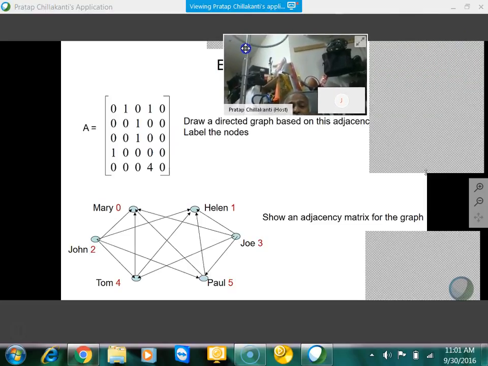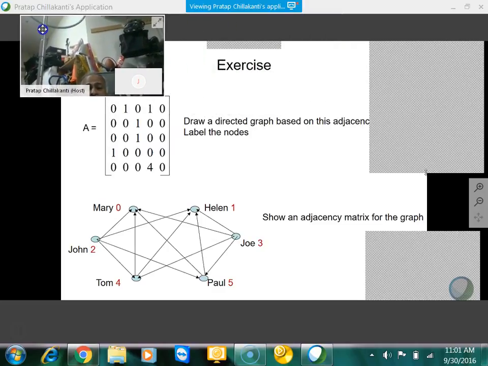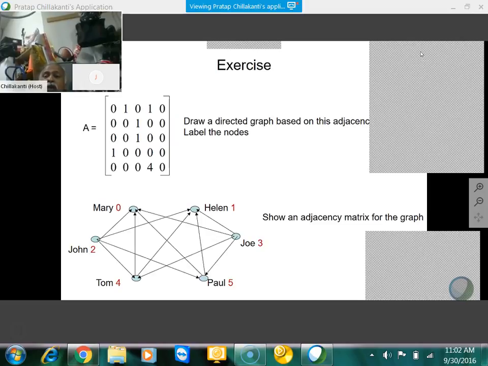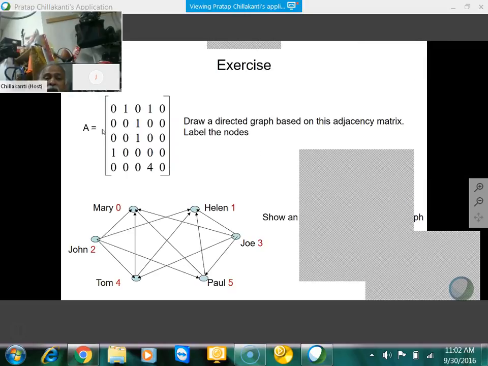We talked about graphs, and we talked about adjacency matrix, adjacency lists, and things like that. So what I've done here is I juxtaposed two exercises. One is I have given you an adjacency matrix, and I'm asking you to draw a directed graph based on this adjacency matrix. The hint is the graph would be something like this, with nodes and edges. It's a directed graph. You know what a directed graph is? It has direction, arrows.